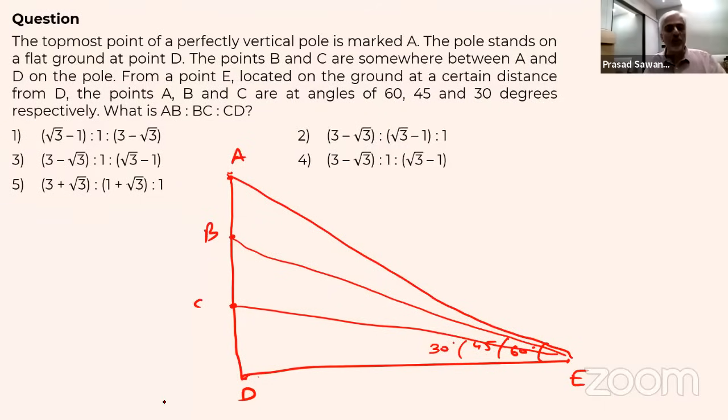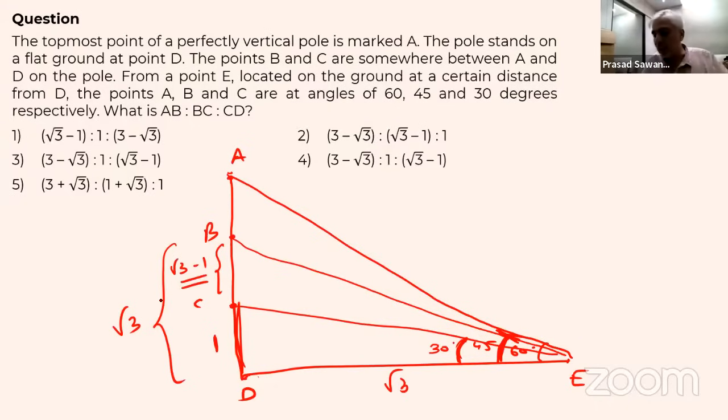You want the final answer as a ratio? Start by taking CD as 1 because most of the options also have CD as 1. Not necessarily, but just because that's one of the things I want. So if this is 1, this angle is 30 degrees, so this will be root 3, again using the 30-60 theorem as earlier. If this is root 3, this angle is 45, so this much will be root 3. So BC will become root 3 minus 1. You can eliminate a lot of options here only.